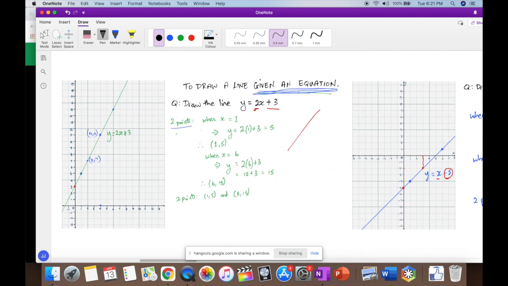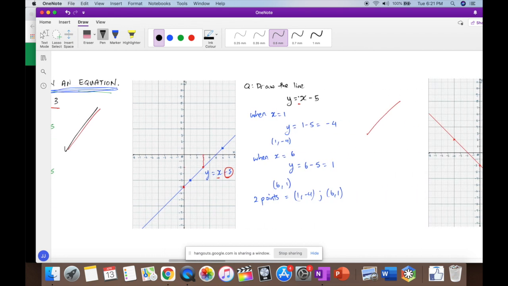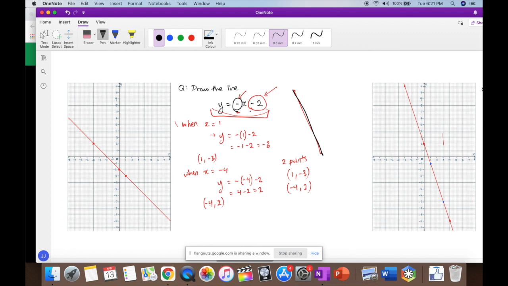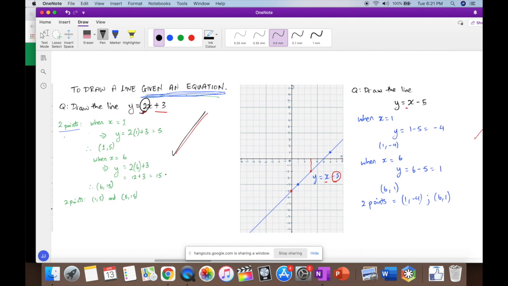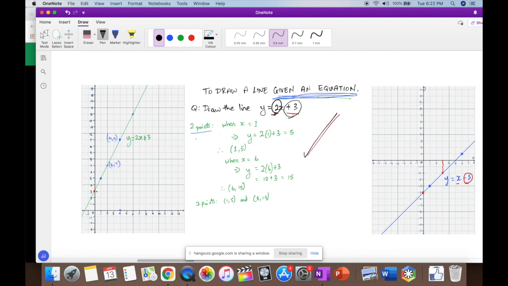Remember, I was pointing out in the last class that when this number in front of x is positive, then the line is sloped like this. But when this number in front of x is negative, then the line is sloped like this. So that number in front of x is super important. And we also saw that the number after x is also important because it tells us where the line cuts the y-axis, at negative 2. This line cuts the y-axis at positive 3. We can see it here.